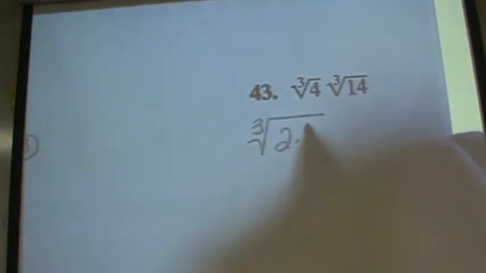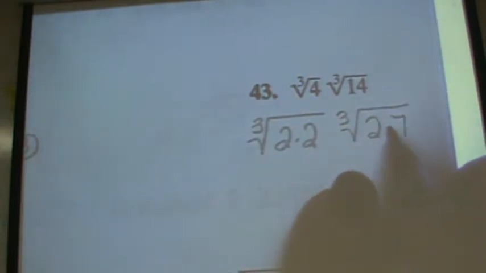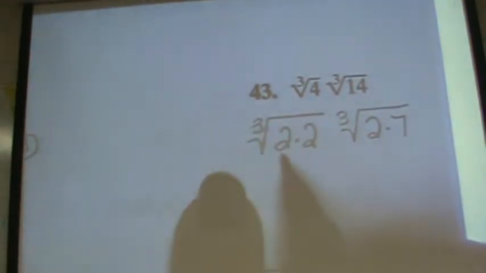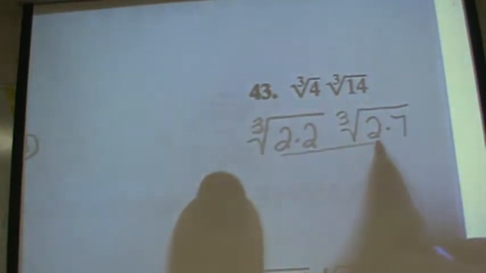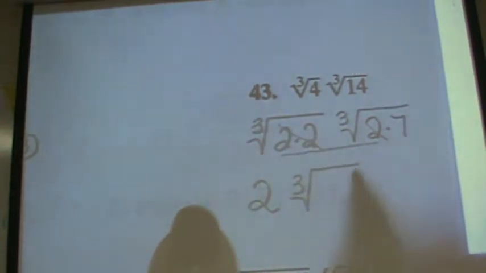For number 43, you need the cube root, so you're looking for 3 of a kind. Well, 4 is a product of 2 times 2. 14 is 2 times 7. Because these are both the same index, do you see 3 of the same number anywhere? You have 3 2s here. So you're going to take these 3 2s out, but what stays is the 7.